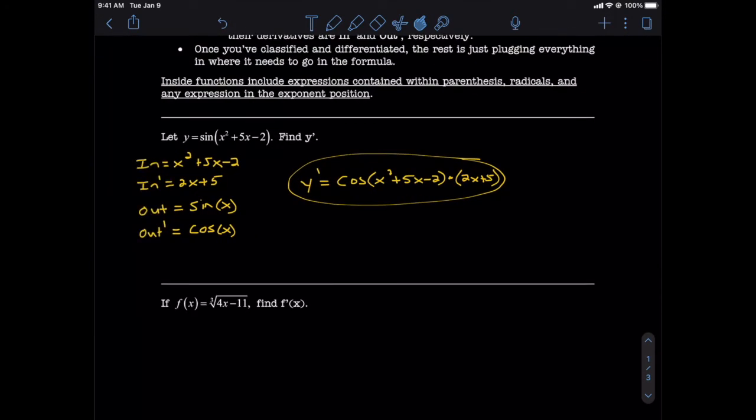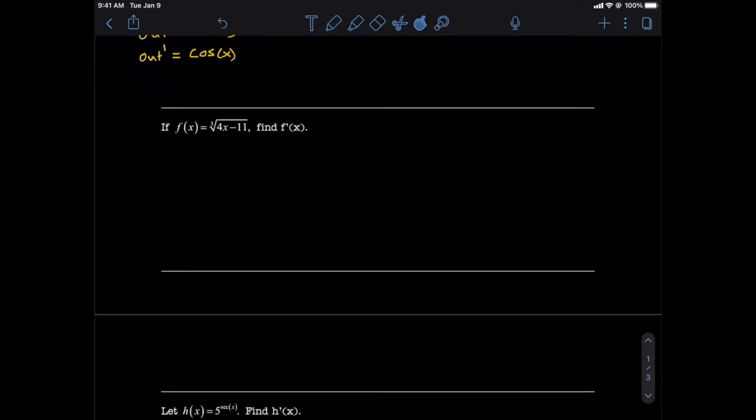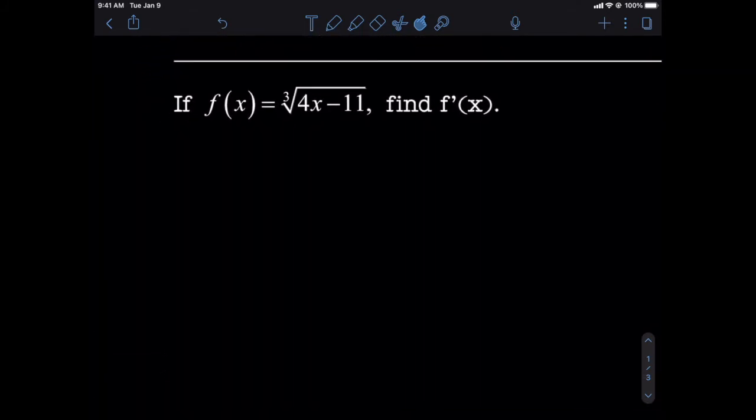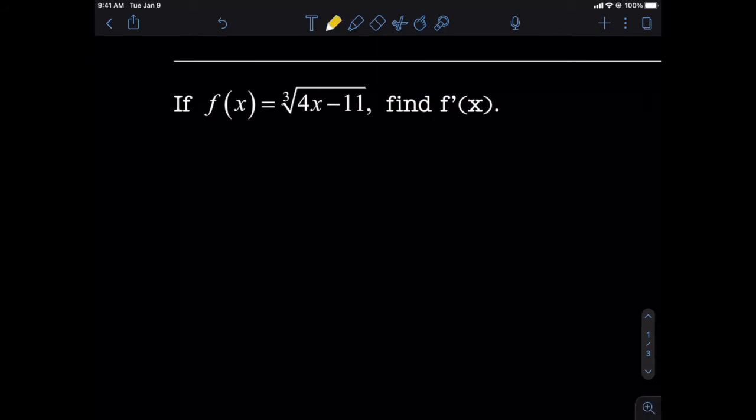So, once again, if you have a composite function, define your in, in prime, out, and out prime, and then the derivative is out prime evaluated at in times in prime. Let's check out this next example here. So our in function should be obvious, but we should probably rewrite this to make it a little bit more workable when we're taking derivatives. The cube root is the same as raising something to the 1/3 power, so f of x is the same as 4x minus 11 to the 1/3.